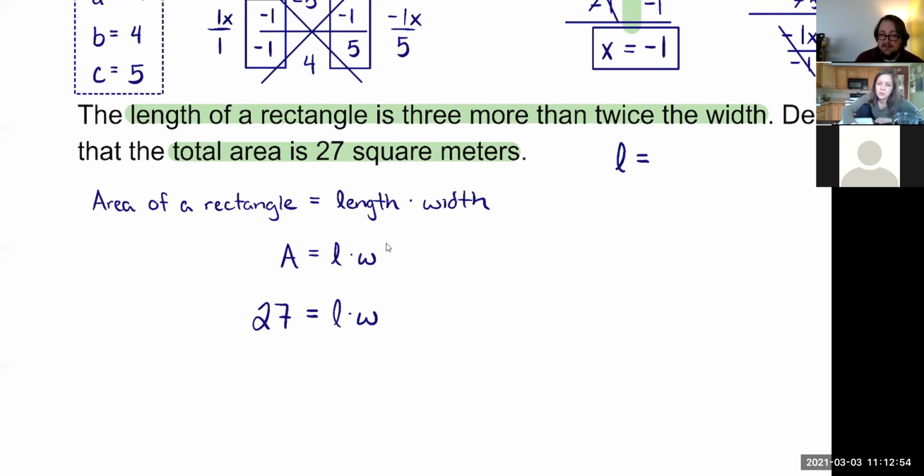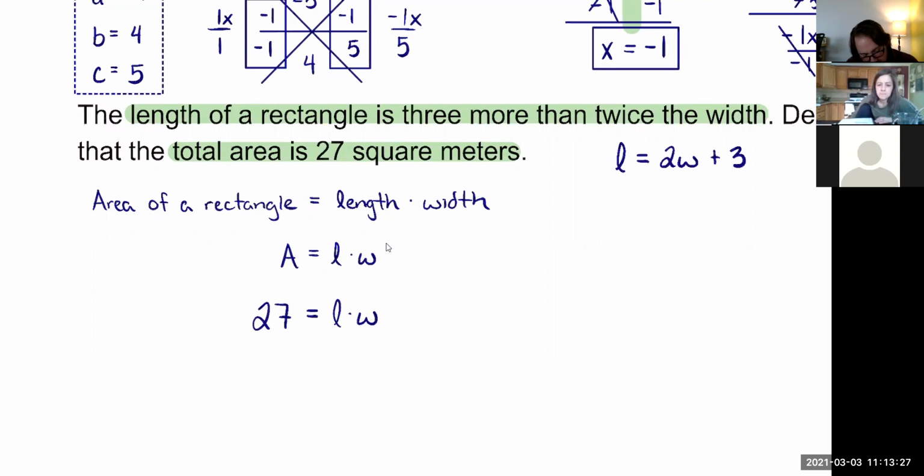3 more than twice? What's twice the width? How do you get twice of something? You multiply it by 2. So twice the width is what the length is 3 more than. So the length is 3 more than twice the width. That statement, algebraically written, would come out to this equation right here. The length is 3 more than twice the width.